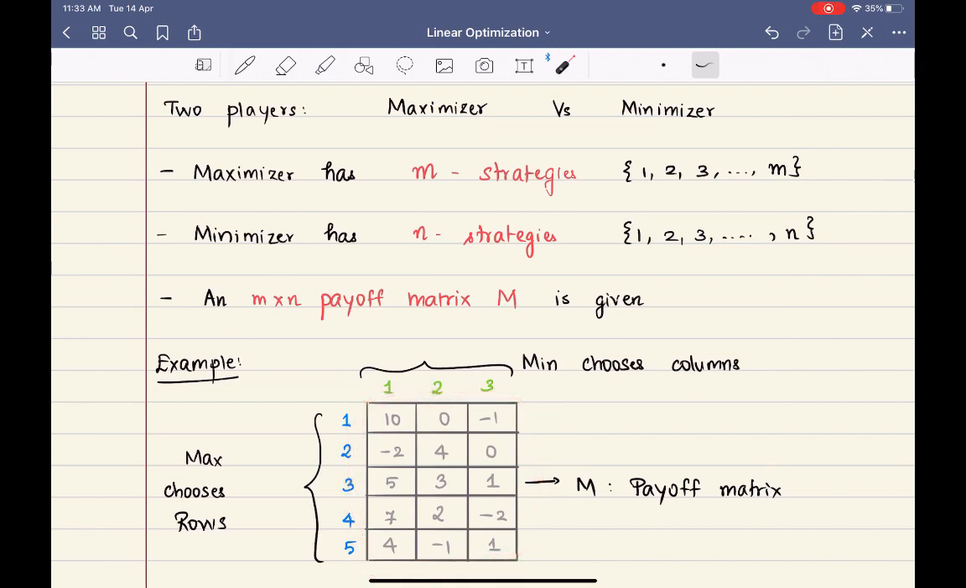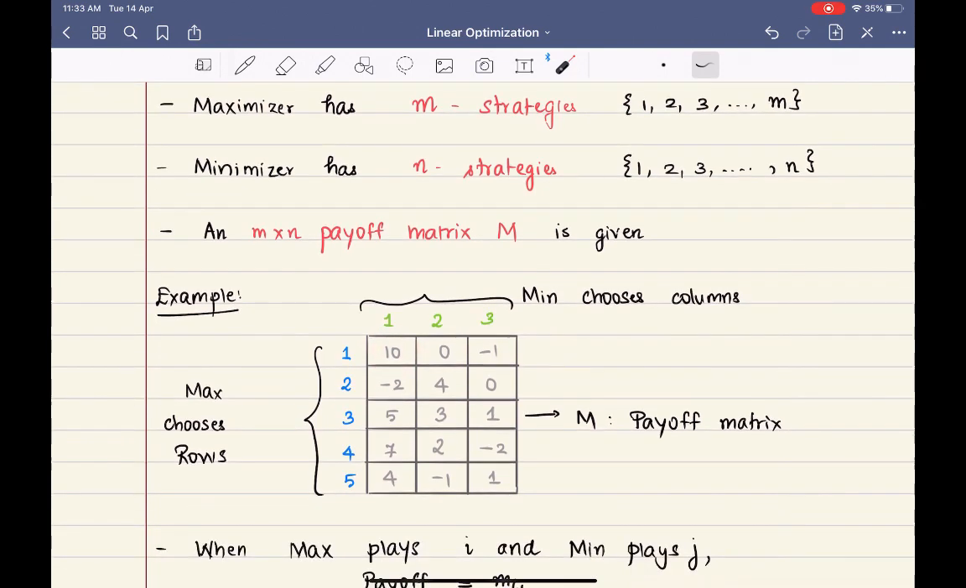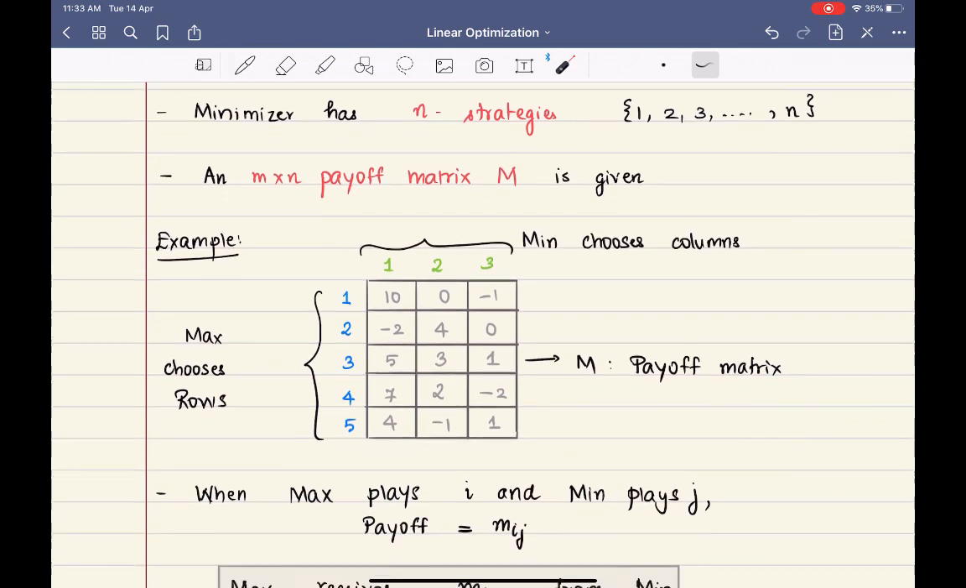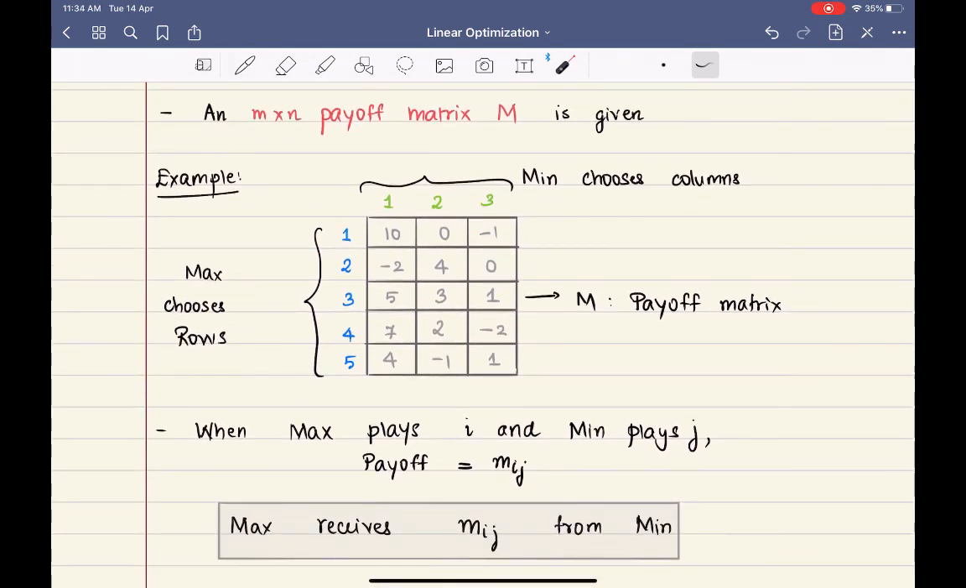So how do we read this? If max chooses 1 and min chooses 1, the payoff is 10. So what does it mean? Max will receive 10 units of money from min. Okay, so if max chooses 3 and min chooses 2, then min has to pay 3 to max. So this is how the game is.